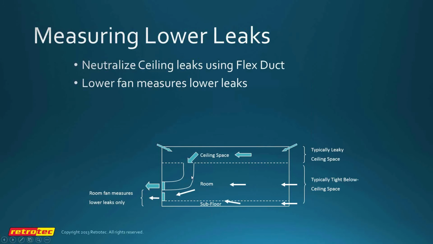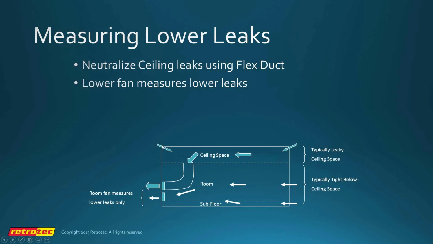Here we've got the flex duct going to the upper fan, and we're depressurizing. It's important that these fans both blow in the same direction. If you've got one blowing, one sucking, it doesn't work. So here the lower fan is measuring the lower leaks, and all this air that's leaking into the room is being handled by this fan.